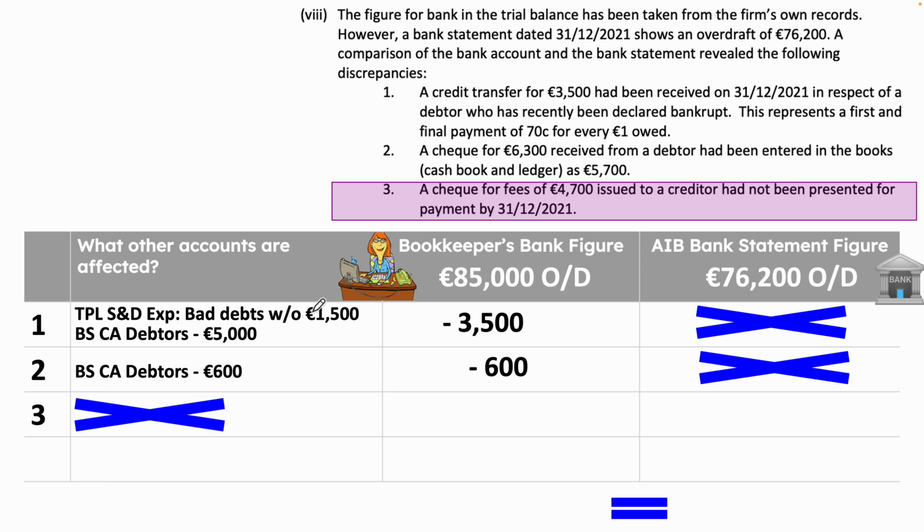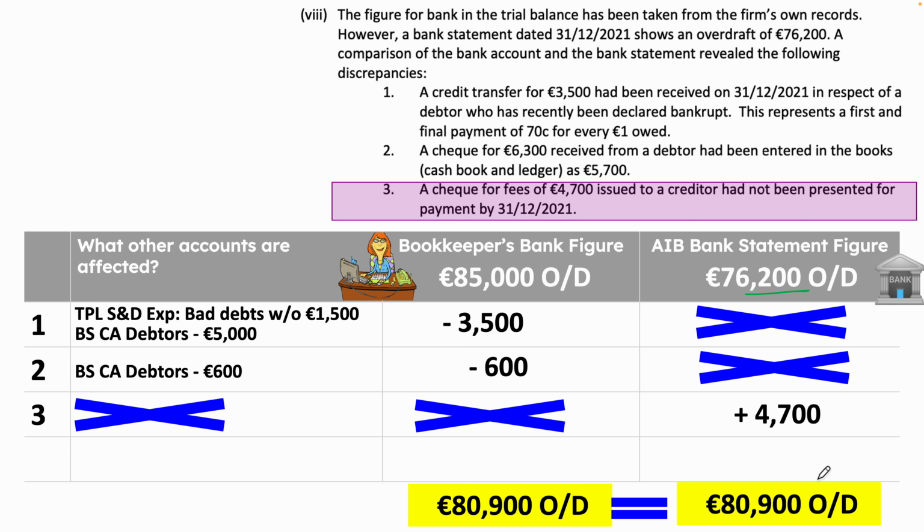Okay, the bookkeeper has entered everything. It doesn't say that the bookkeeper didn't enter anything, right? But we need to say what will happen in the bank account when 4,700 is taken from the bank. Well, we will be adding to that overdraft of 4,700. Now, as I said, if these two bank figures equal, we're laughing, and they do. So we've got 80,900 overdraft. So we know that we've got the correct bank figure there. So that is the bank adjustment.